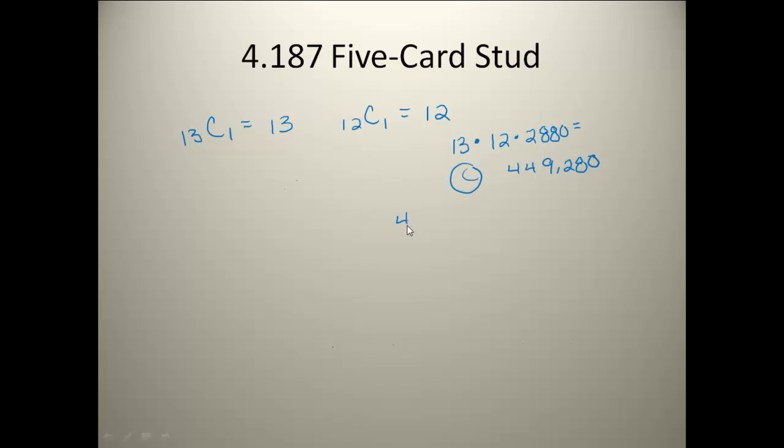Well, take our 449,280, our ways to get a full house, and divide it by that 311,875,200. And that gives us a probability of 0.00144.